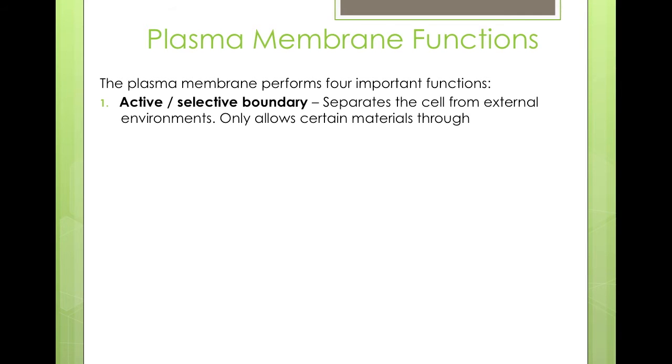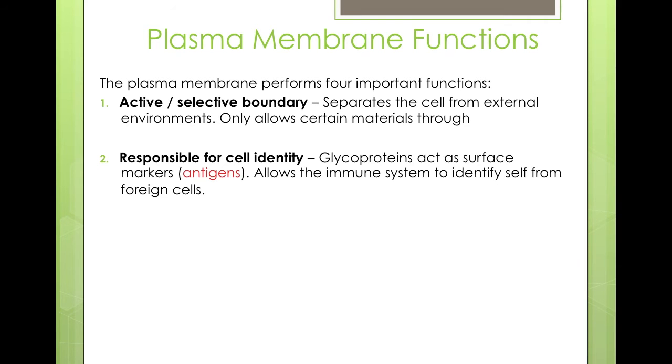The functions of the plasma membrane, we've already talked about how it functions. I'm going to kind of formalize the functions. The first one is what we call the active or selective boundary, okay? It separates the cell from the external environment and it only allows certain materials through. That is an active thing. It uses energy to move things through. That's why it's active and selective, because it uses energy to allow some of those things through.